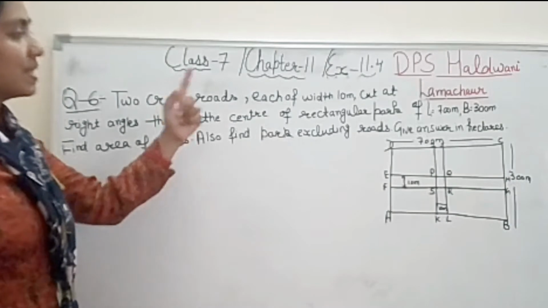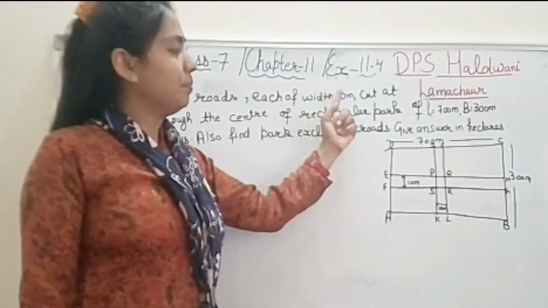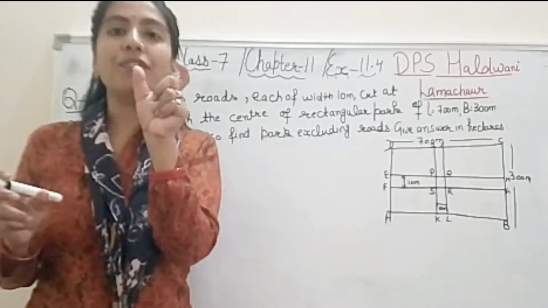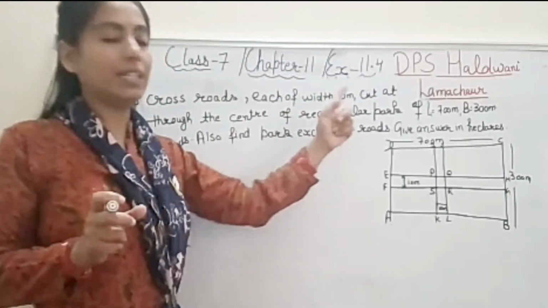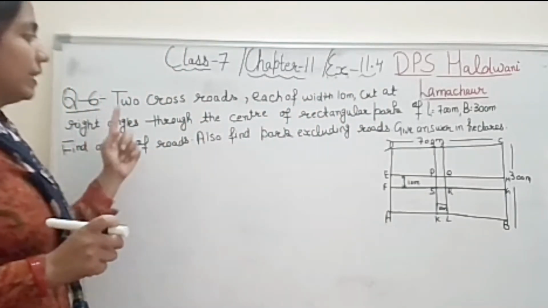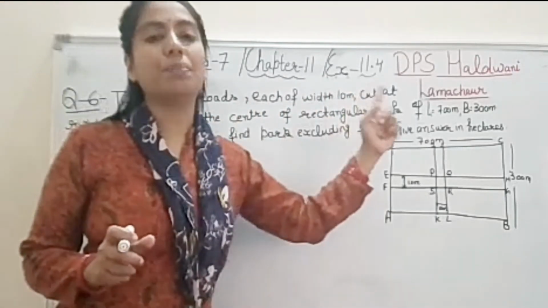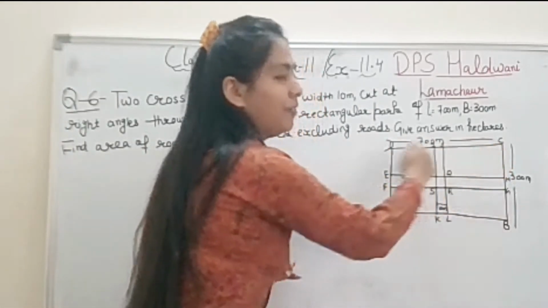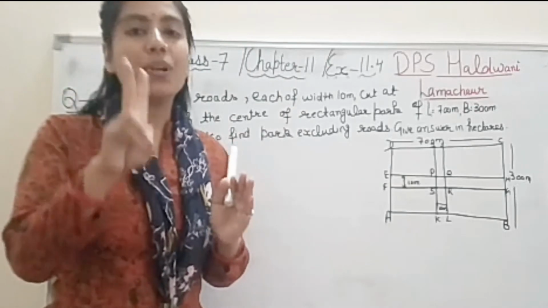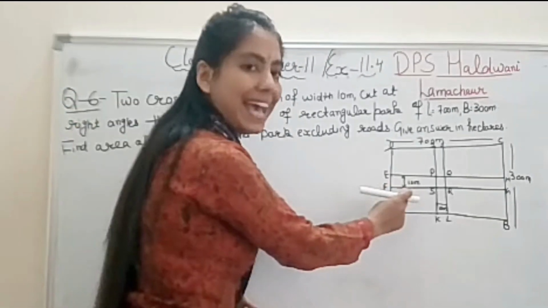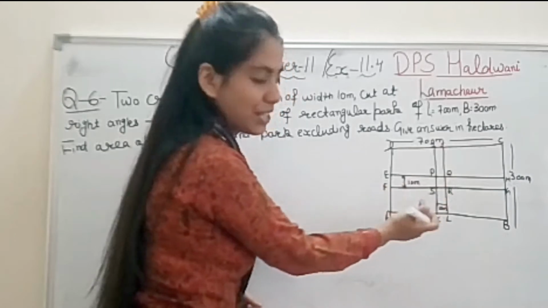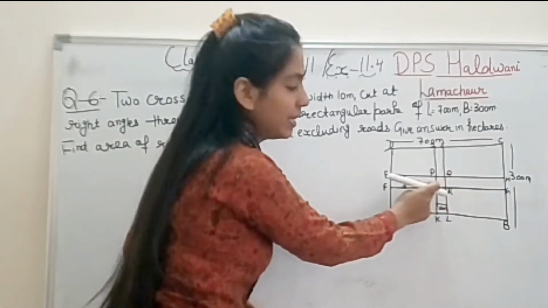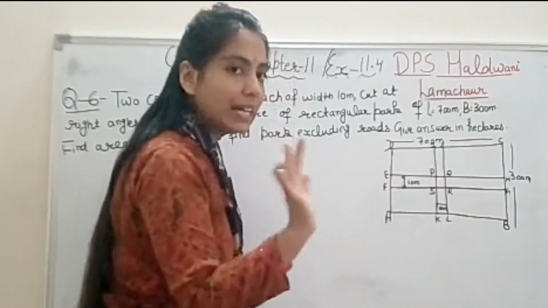Two crossroads, each of width 10 meters. Two roads are there, and width means broadness. The width of each road is 10 meters, which is cut at right angle through the center of a rectangular park. It means, student, this is a rectangular park, and from this rectangular park two roads are made. And these roads cross each other. As you can see, from left to right and up to down, they cross each other at right angle in between, right student?